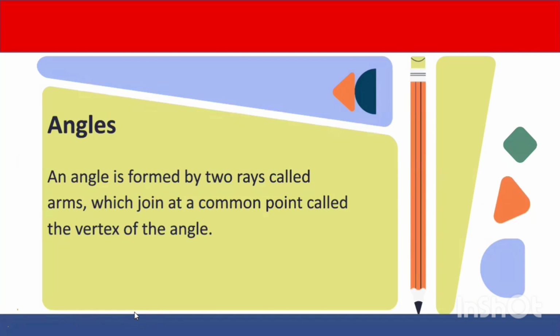Angles are made when 2 rays meet at the same point called the vertex. Angles tell us how much something turns or opens. An angle is formed by the 2 rays called arms which join at a common point called the vertex of the angle.